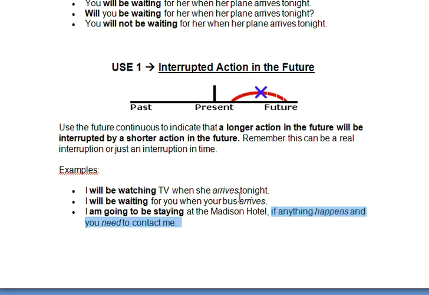¿Ya? So, the use number one is an interrupted action in the future. I can be doing something in the future, something that takes me some time to develop, algo que me tome algo de tiempo desarrollarlo, and maybe that action is going to be interrupted by another one in the future. Okay, a short action, but an action that is going to interrupt my action in the future continuous tense.